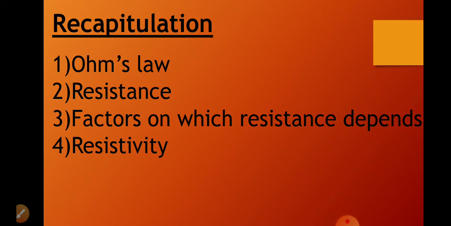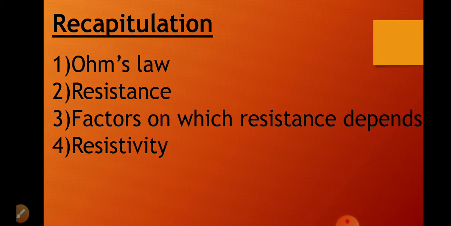Next, the third topic, that is, we had studied about factors on which resistance of a conductor depends. So which are the factors we had studied? Resistance of a conductor depends on the length of a conductor. So how is it depending on length? Resistance is directly proportional to length. That means as the length of a conductor increases, resistance of a conductor also increases. As the length of a conductor decreases, resistance of a conductor decreases. So this was the first factor we had studied.